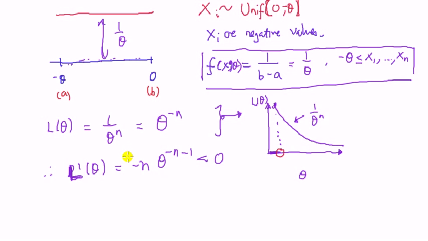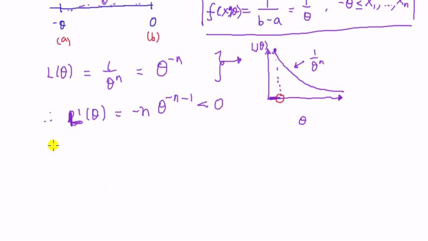Okay, so now we've got to put this in words. So we want the solution, theta hat, is going to be the smallest theta we can get away with, such that we know that minus theta has to be less than all these x's, such that minus theta has to be less than all the x's.